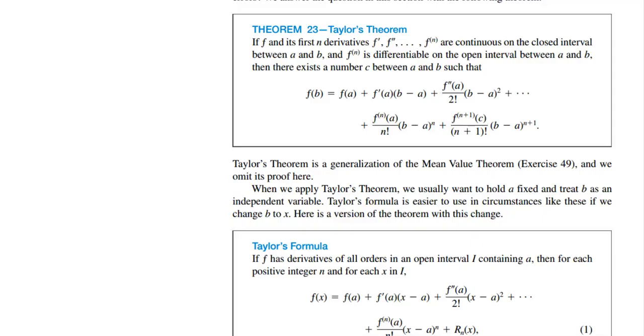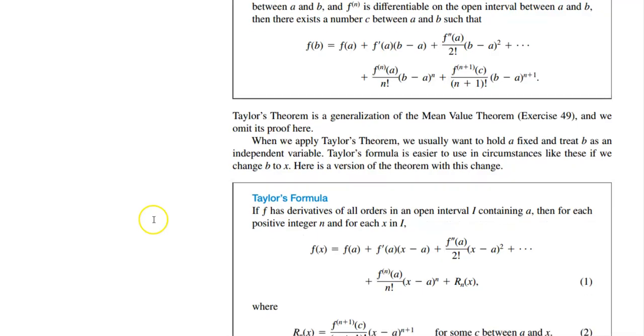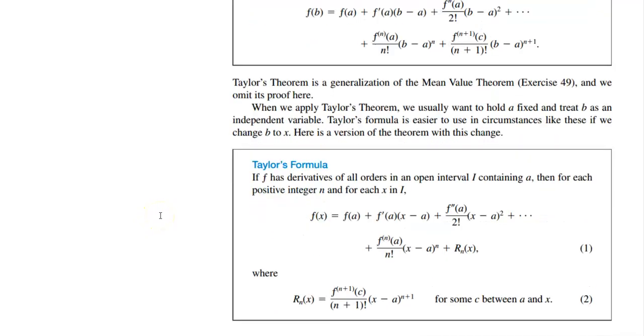That's a lot, but just have this one written down. Taylor's theorem is a generalization of the mean value theorem. We're not going to prove it here. When we apply Taylor's theorem, we typically want to hold a fixed and treat b as an independent variable. So Taylor's formula is easier to use in circumstances like these if we change b to x. Here's a version of this theorem with this change.